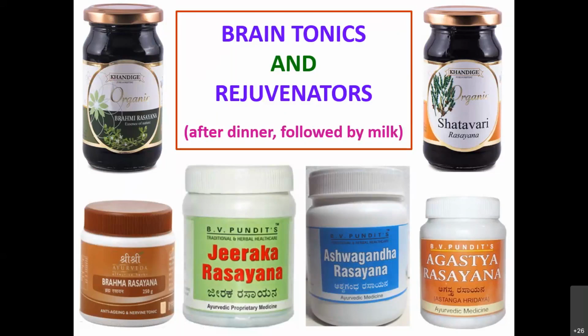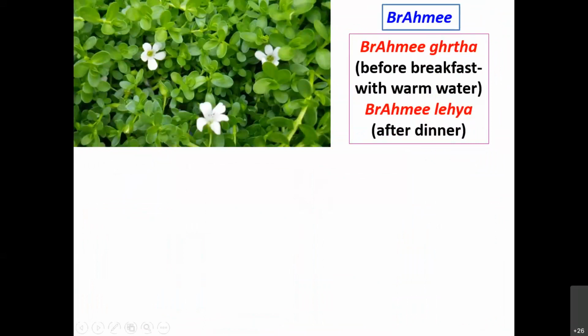Okay, let me proceed to the next slide. People who want to increase their efficiency of memory, especially children, can consume Brahmi Grita or Brahmi Lehya. This is the Brahmi plant which I am showing you. Brahmi Grita means the essence of this Brahmi plant is preserved in ghee, or it is also available as Brahmi Lehya or as Brahmi Rasayana.